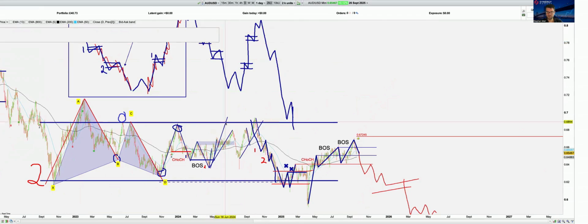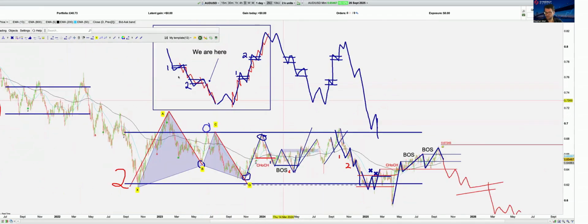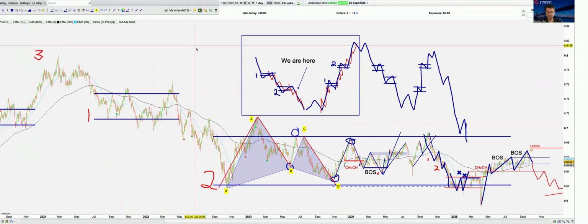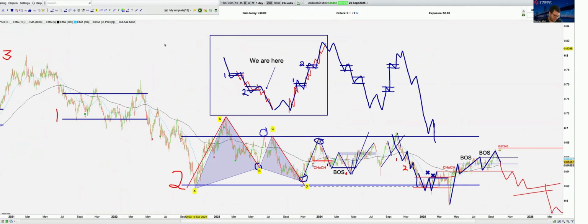Here's one that we do like the look of, and we have gotten in this week, and it's a great looking setup. So this is AUD USD. Finally managed to get in. It's been extremely hard. It gives you nothing, this particular pair.